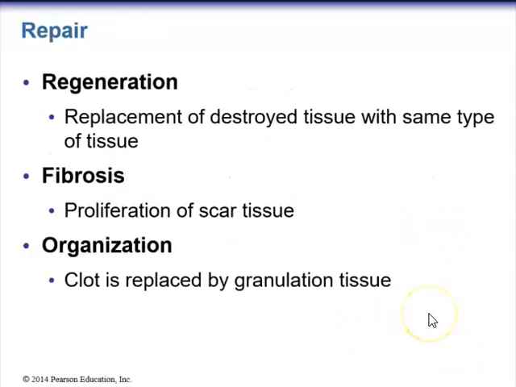So how does the body repair itself? We have regeneration. Regeneration is a replacement of destroyed tissue with the same type of tissue. We also have fibrosis. Fibrosis is the proliferation of scar tissue. And then we have organization. With organization, a clot will be replaced by granulation tissue.